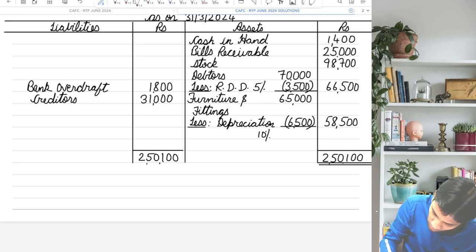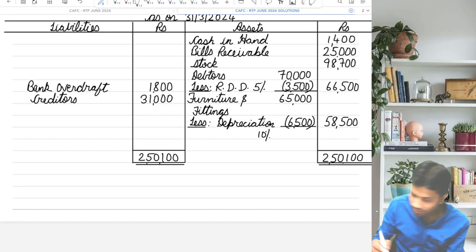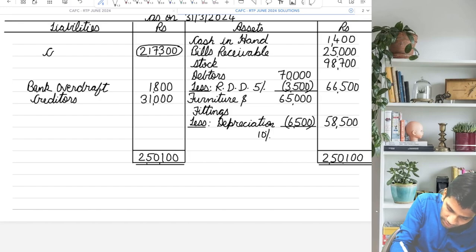So guys, what we are doing: we are finding out opening capital, we are finding out closing capital. 2,50,100 minus 1,800 minus 31,000. 2,17,300 is the closing capital. Do the circle part, so it indicates that it is a balancing figure.